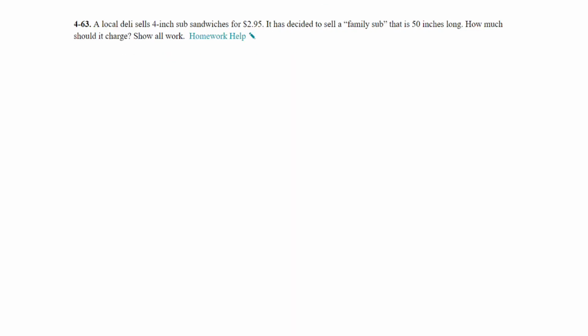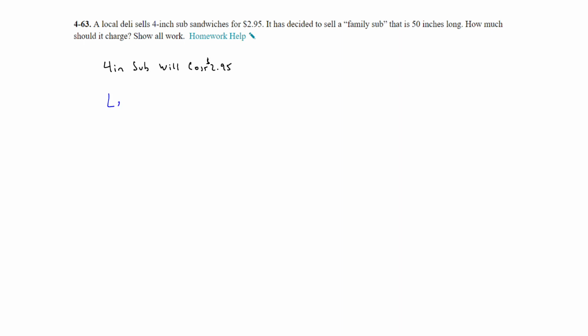Question 63, a local deli sells 4-inch sub sandwiches for $2.95. It has decided to sell a family sub that is 50 inches longer. How much should it charge? All right, so we want to know how much it should charge for a 50-inch long family sub. And we're going to base this off the information that is already given to us. We know that a 4-inch sub does cost $2.95. So if we're going to make this work the same way, how much would a 50-inch long sub cost?